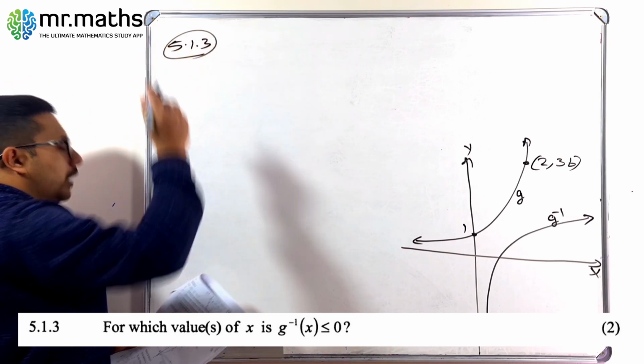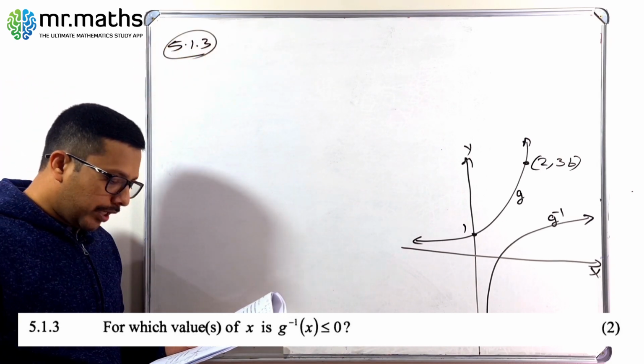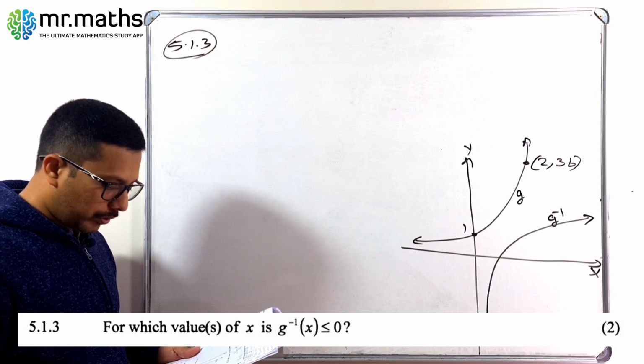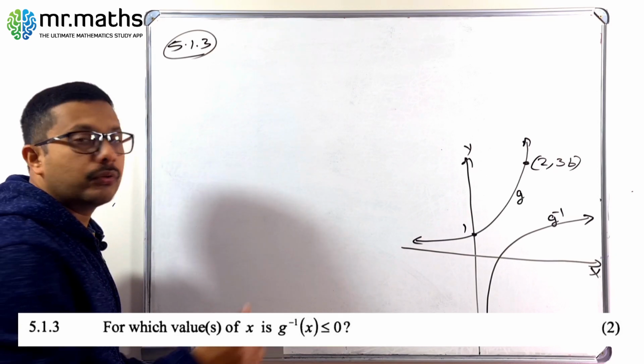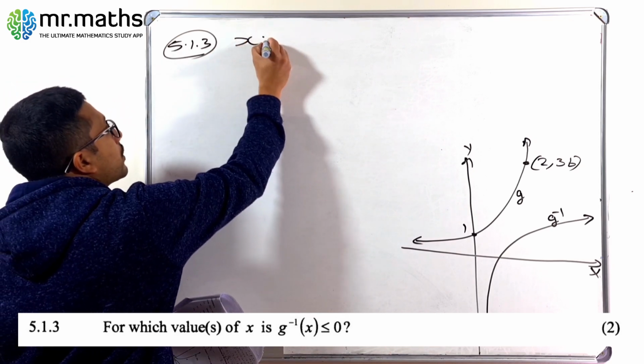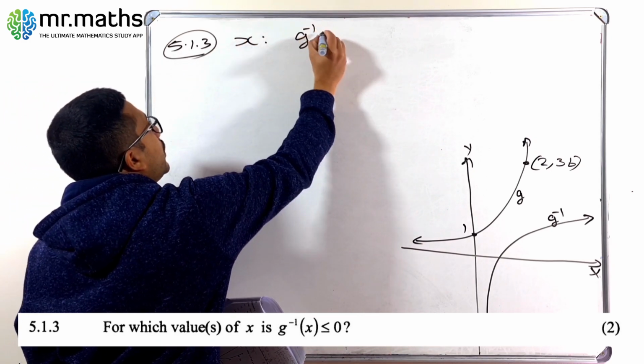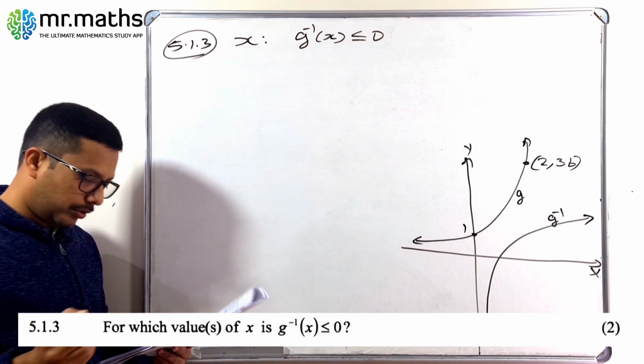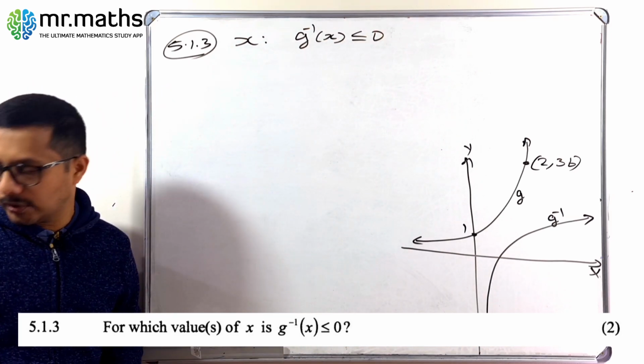What is that question? For which values of x is G inverse of x less than or equal to 0? You have to find the values of x where G inverse of x is less than or equal to 0. That is the question.